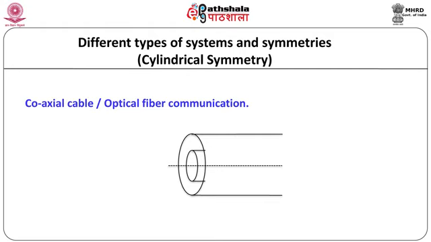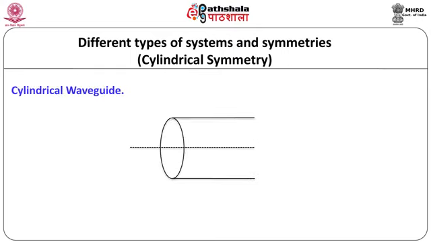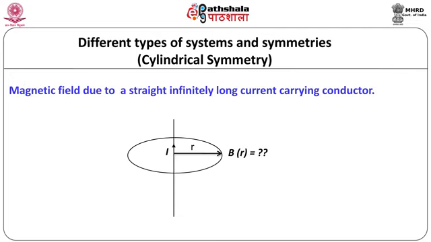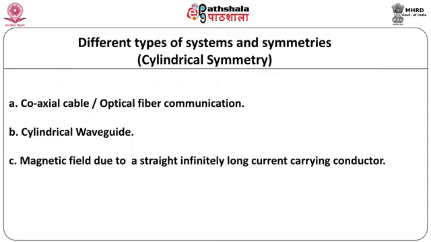Another type of symmetry is the cylindrical symmetry. Coaxial cable used for transmitting the electrical signal is a well-known example of it. Cylindrical waveguides used for transmission of high-power electromagnetic waves is another famous example having cylindrical symmetry. The problem of determination of magnetic field due to a straight, infinitely long current carrying conductor is familiar with us. It also involves cylindrical symmetry. Can you think of some more examples?